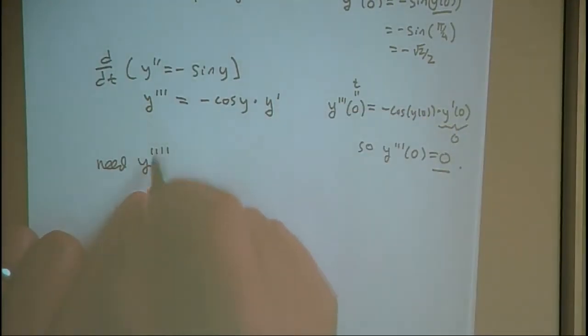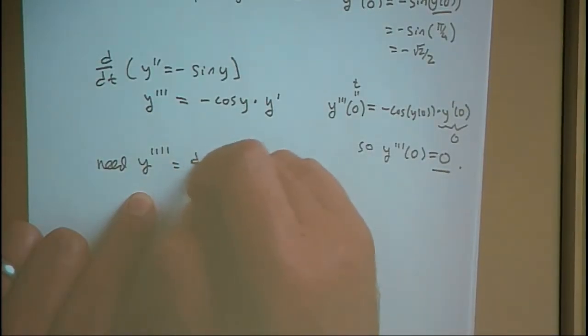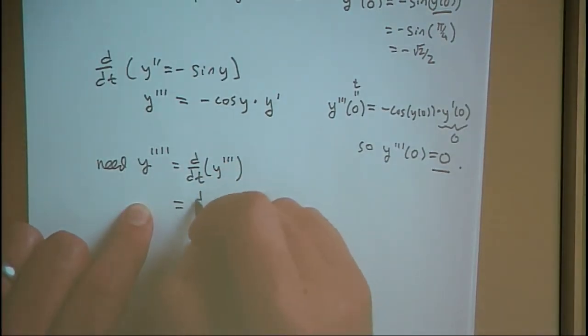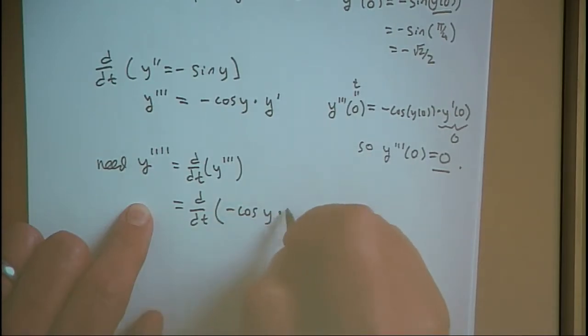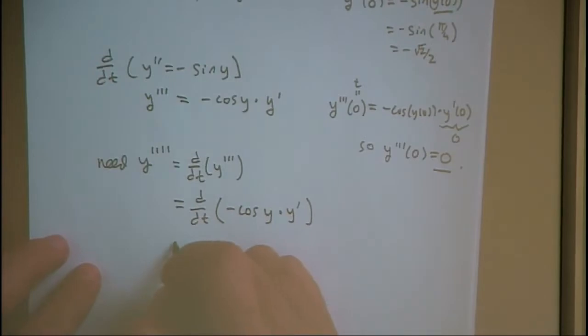Okay, and again, you get y to the 4th by taking a derivative of y to the 3rd. So d/dt of y to the 3rd, right? And that's equal to d/dt of this business here. Now, I've got a product, so I've got to use the product rule. So let's use the product rule together with the chain rule.